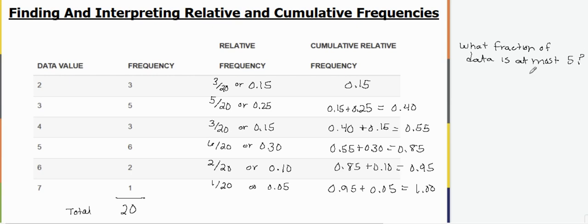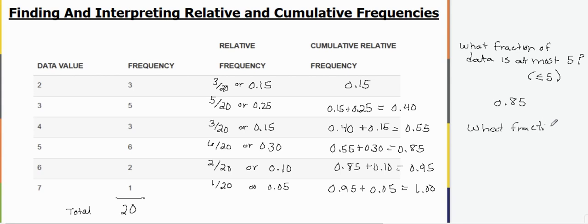So at most, that means this is the same as less than or equal to 5, right? You should be able to translate this into an inequality. It's going to be very important. So I said that each cumulative relative frequency lets us know how much of our data is less than or equal to the data value of interest. So if I want to know how much of my data was less than or equal to 5, it's going to be this value right here. So it's going to be 0.85.